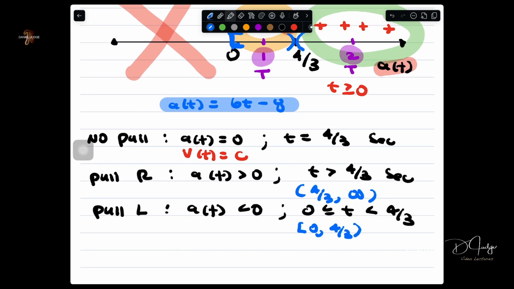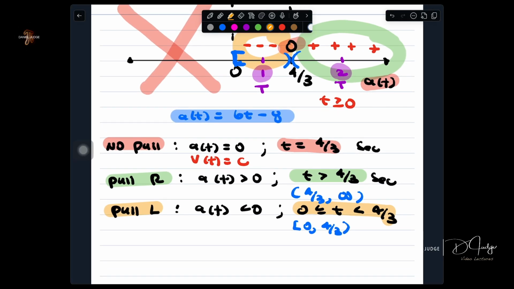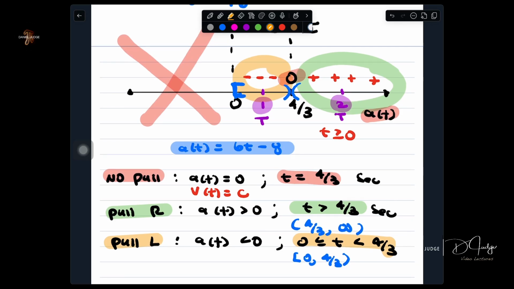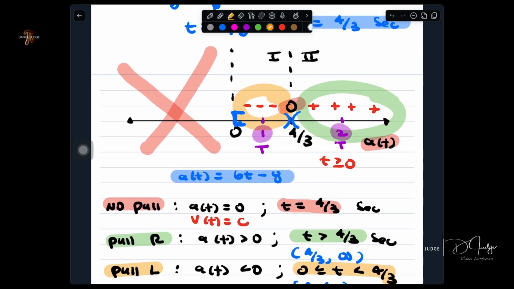And, let's just color coordinate everything. There's no pull for this time. You got a right pull for this time. And then you got a left pull for this time. So, ladies and gentlemen, there you guys go. This is how this works here. It's your sign analysis.